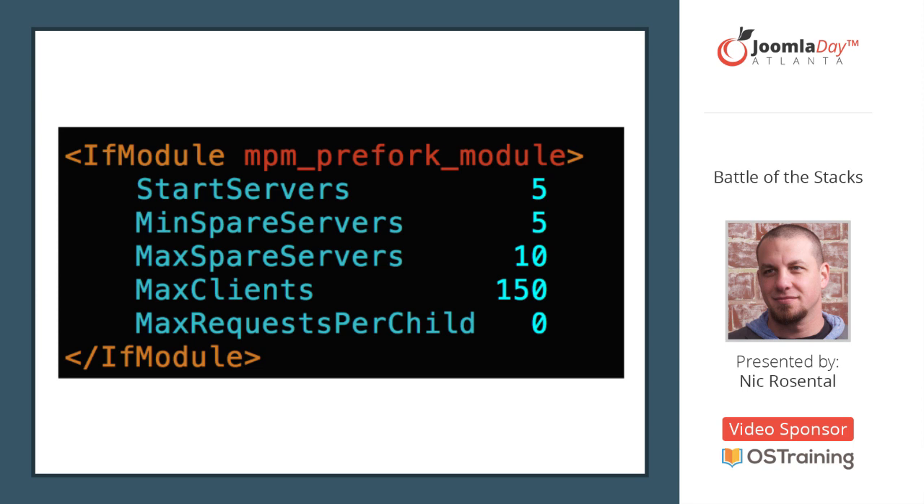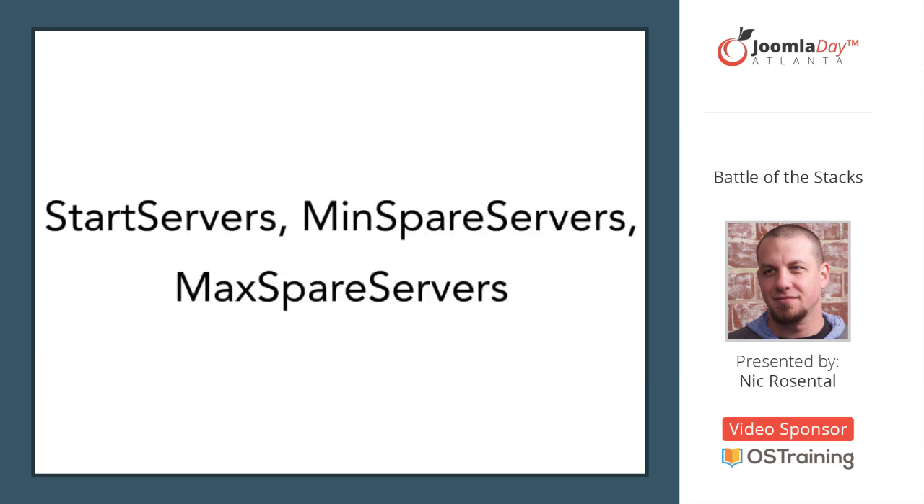All right. So let's start with StartServers, MinSpareServers, MaxRequestsPerChild. What do those all mean? These three directives, and those entries in the configuration file are referred to as directives in Apache. So these three directives regulate how many servers are started and how many will stay idle when there's no activity.